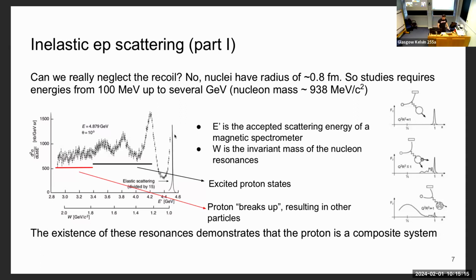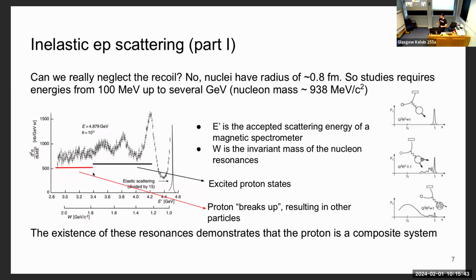But then there's something else here. There are these peaks on the left hand side, which are highlighted by the black and the red bar, which represent the excited proton states, so particles like delta plus or delta plus plus, and then the red part is where the proton starts to break up.